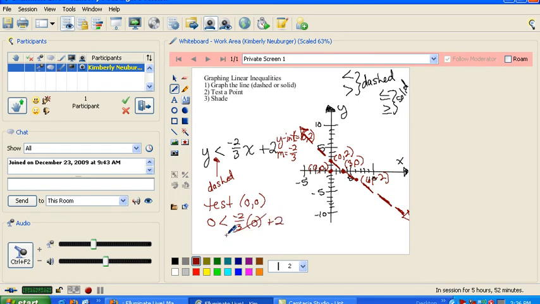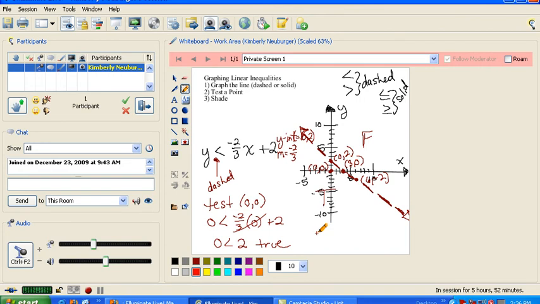That makes this disappear, and we get 0 less than 2. And that is true. 0 is less than 2. And 0, 0 is located over here, so this side is the side with all the true points, and the other side is the side with all the false points.